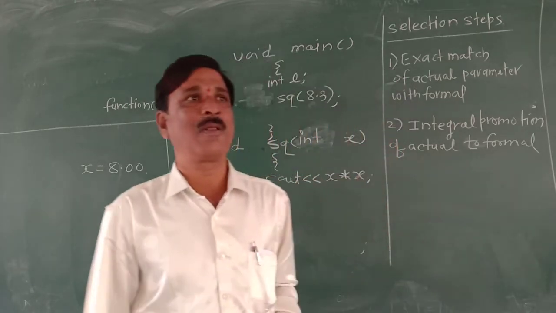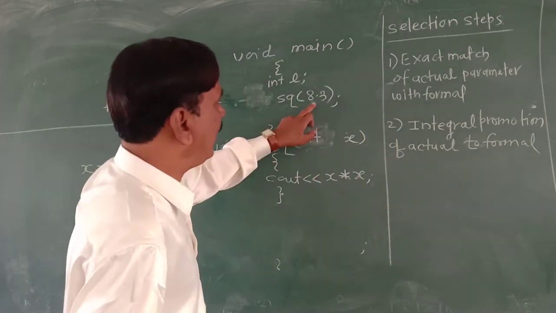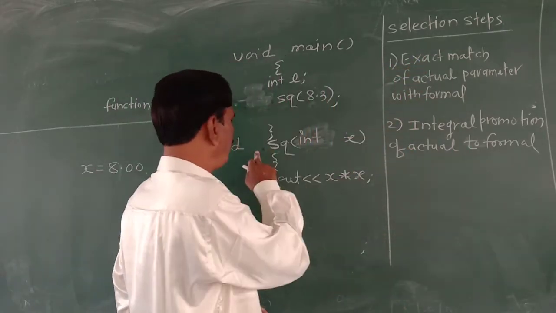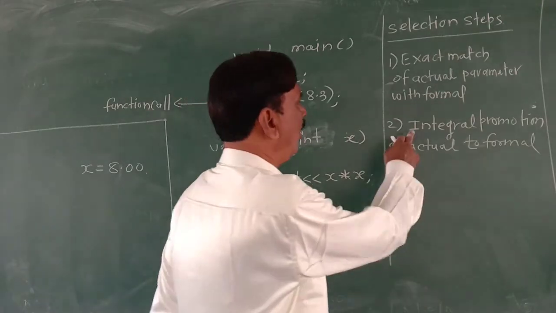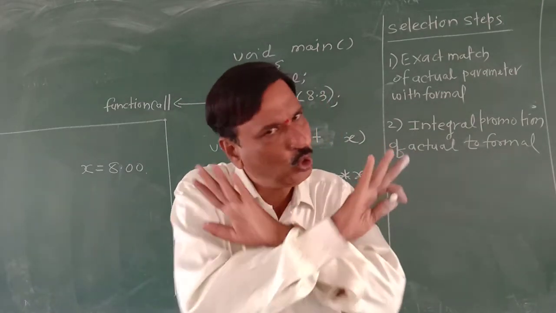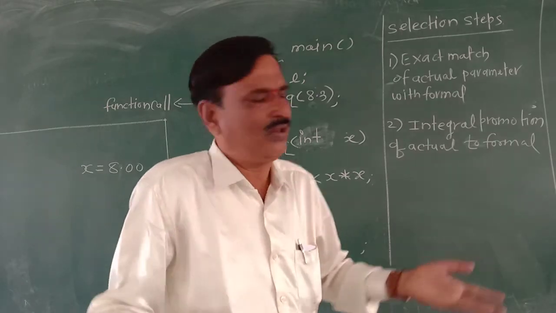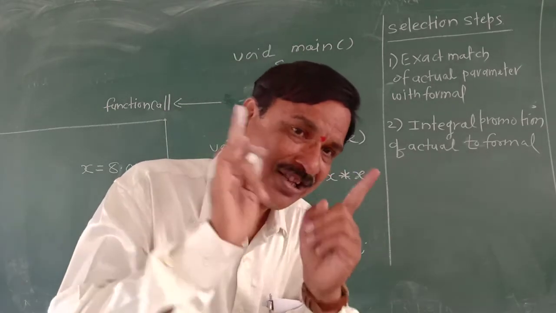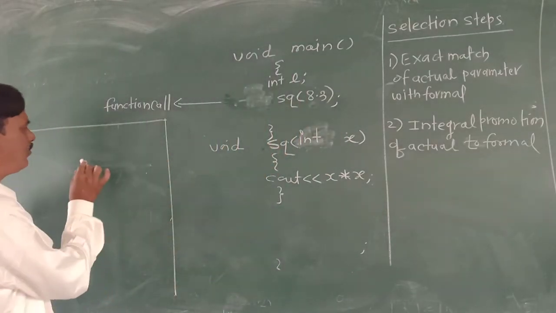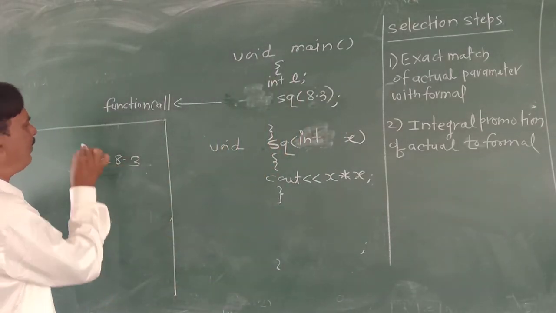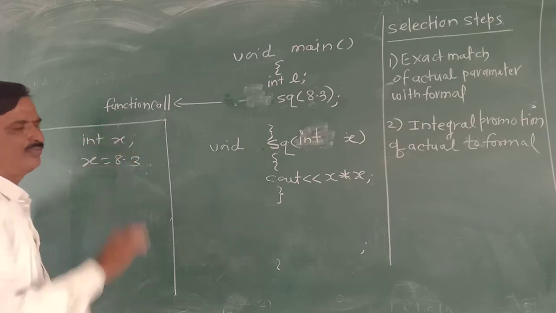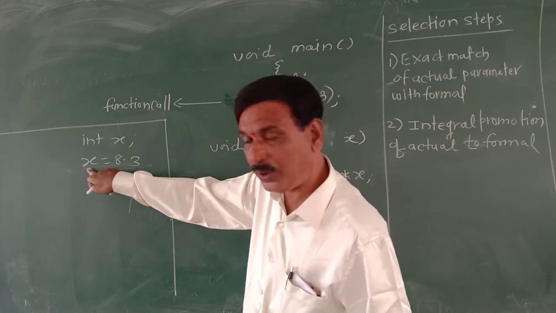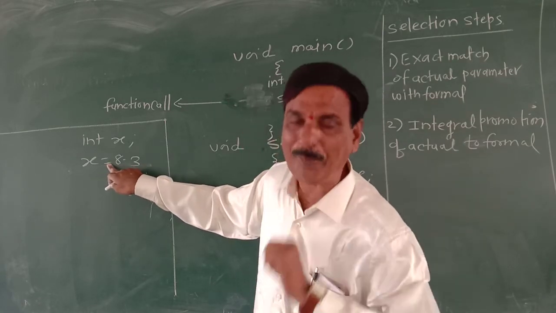But what happens? Here 8.3 exact match fails. So the question of integral promotion does not arise. But 8.3 can anyhow get accommodated in x. How? x is equal to 8.3, where x is an integer. Now you see what you are trying to do. 8.3 you are assigning to x. This is the assignment operator.